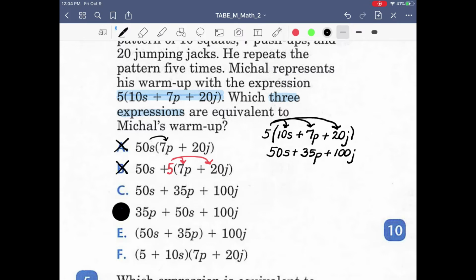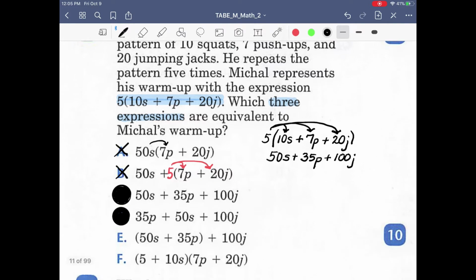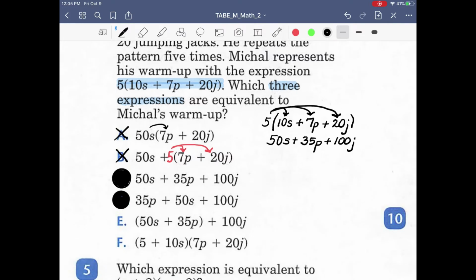C is 50 squats, 35 push-ups and 100 jumping jacks. That is equivalent. The numbers match up on that one. They're just in a different order, and that's okay because we're adding. We can move them around. So we have 2 of our answers. We're looking for a third one. This one, I have 50s, 35p, 100j. It's perfectly fine to group 2 of them. We're not changing the value at all. So yes, this is one of them also.